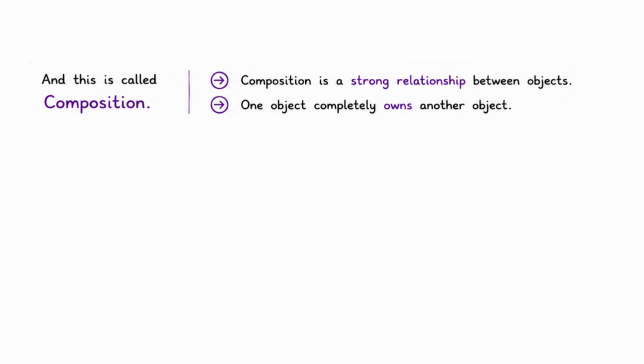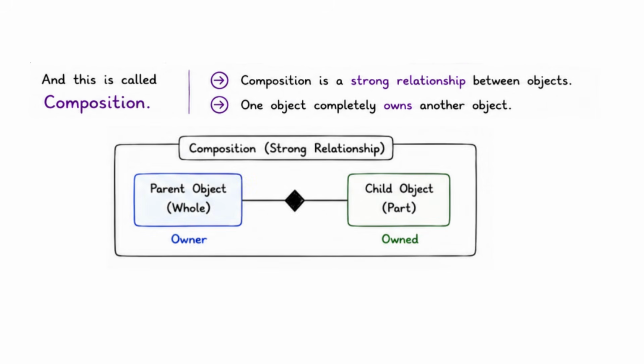Composition is a strong relationship between objects, where one object completely owns another object. It is a strong has-a relationship where the child object cannot exist without the parent. So let me show you the code.